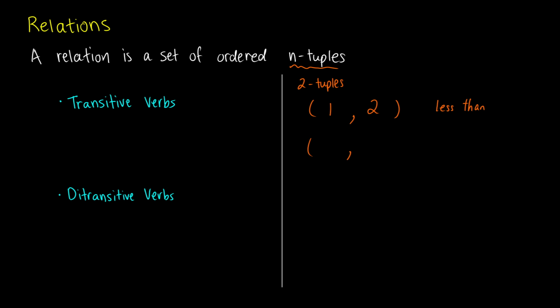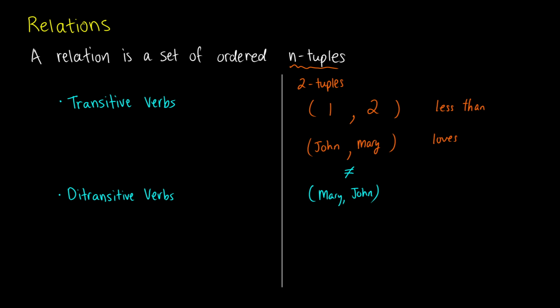Or let's say we're talking about a relationship where you have two people that love each other, or maybe just one person loves another. So let's say John has a crush on Mary, then we could say John, Mary is a pair. And what matters is the order. So the order John, Mary is not the same as Mary, John. This is how it differs from a set. So these can be elements in sets.